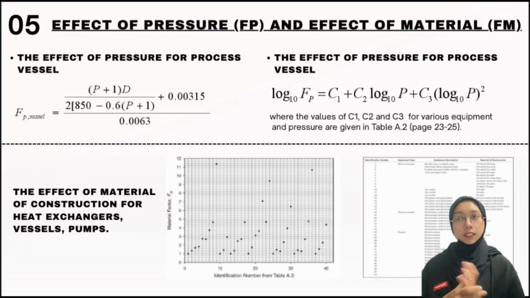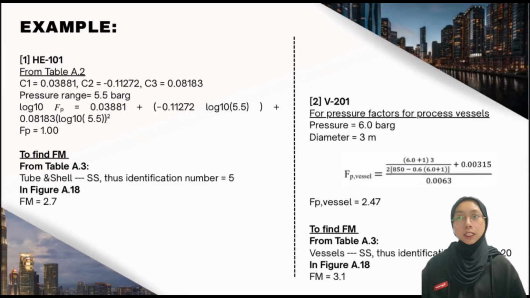Then for the effect of material of construction for heat exchanger, vessel and pump, we use this diagram. For example, here we have two examples. The first example is HE101. From Table A.2, we can get C1 is 0.03881, C2 is negative 0.11272, and C3 is 0.08183.